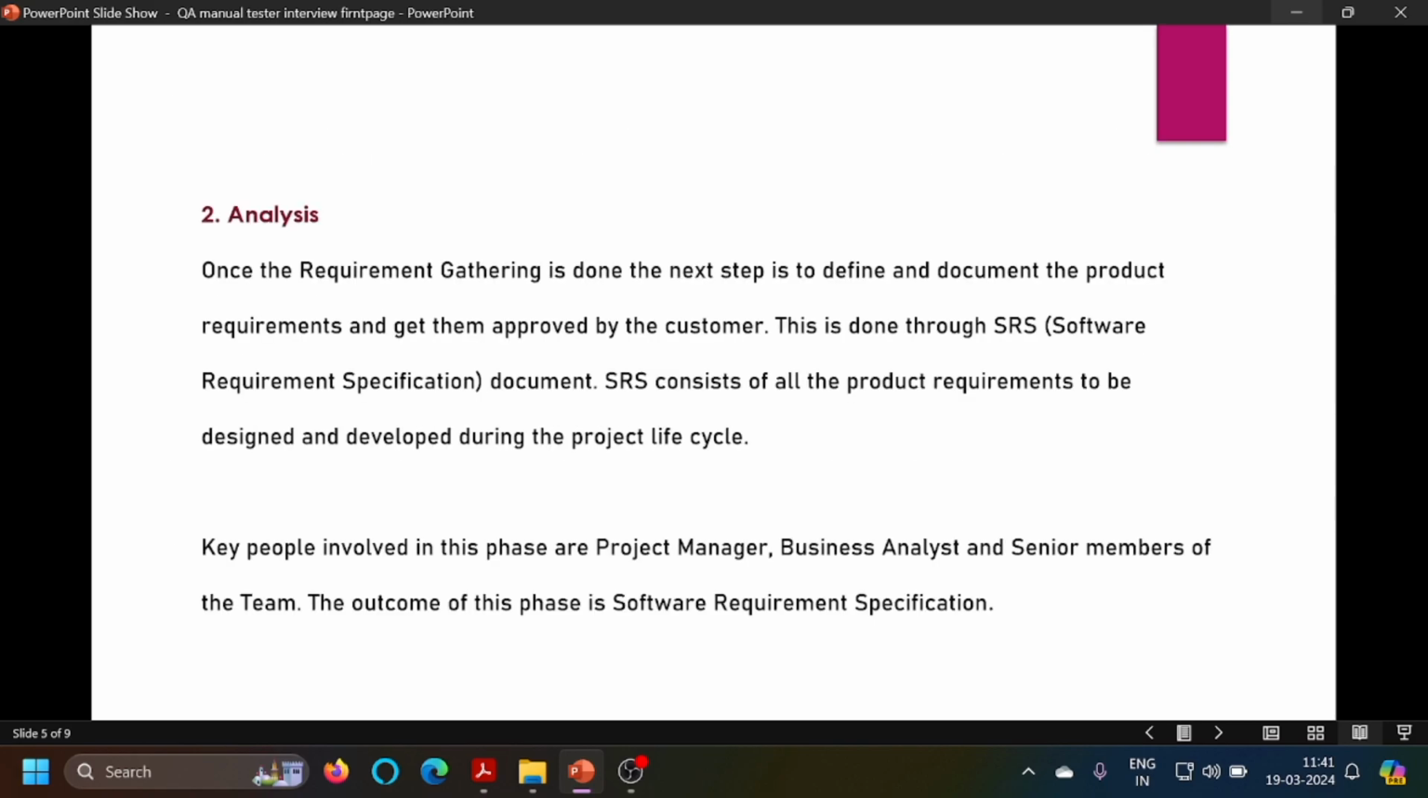Okay, the second stage is basically analysis. Once the requirement gathering is done, the next step is basically to define and document the product requirement and get them approved by the customer. This is done through the SRS document. SRS consists of all the product requirement to be designed and developed during the project life cycle. The key people involved in this phase are basically project manager, business analyst, senior member of a team. The outcome of this phase is basically software requirement specification or SRS.